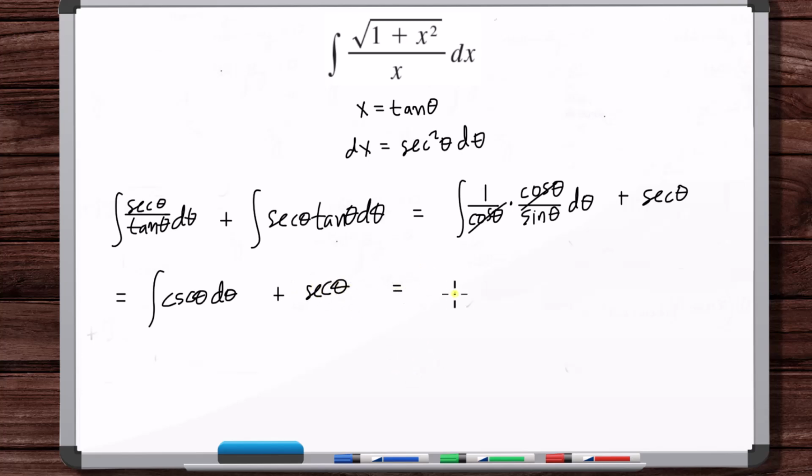Okay, in the textbook, we can look this up in the table of integrals. The integral of cosecant theta is natural log of the absolute value of cosecant theta minus cotangent theta, plus C. Okay.